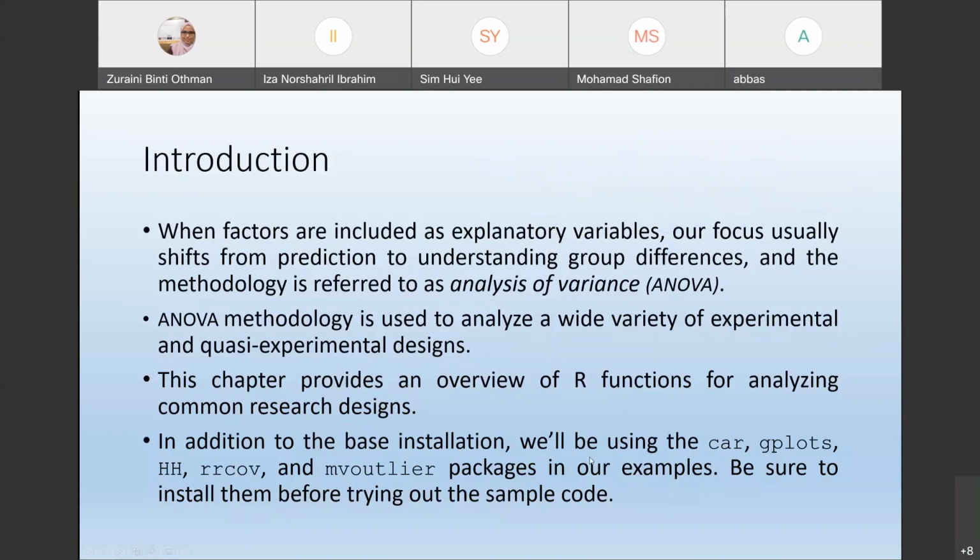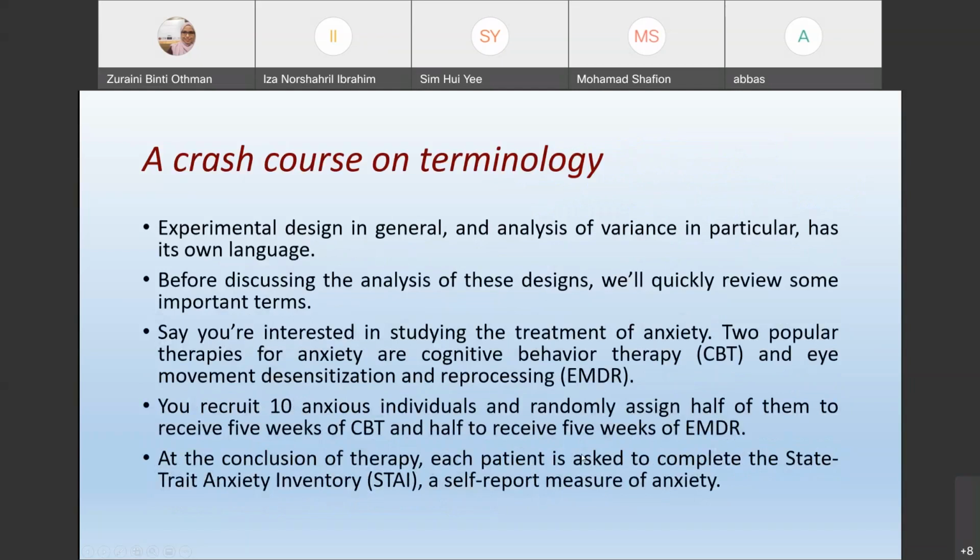Okay, then the next slide. This is the terminology. Okay, this is an example. Previously I gave you an example for graduate employability, right? Now this is the example. For example, experimental design in general and analysis of variance in particular has its own language. Before discussing the analysis of this design, we'll quickly review some important terms.